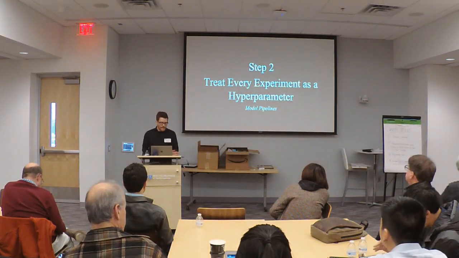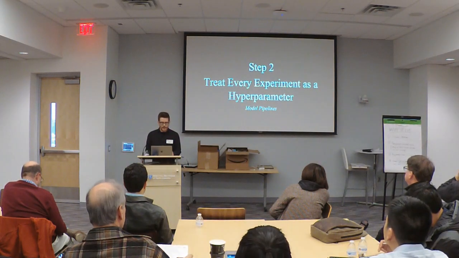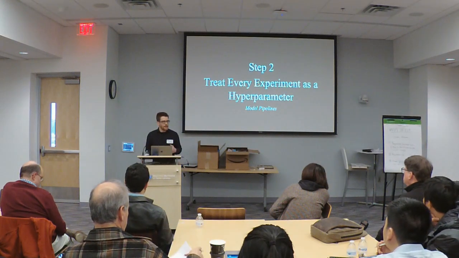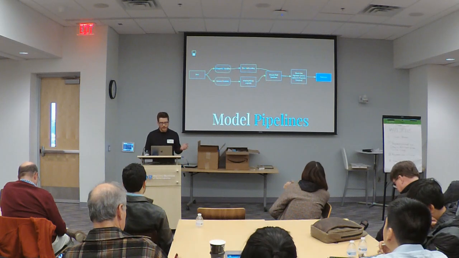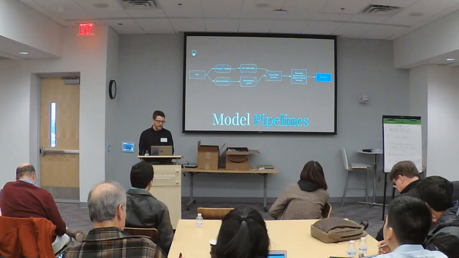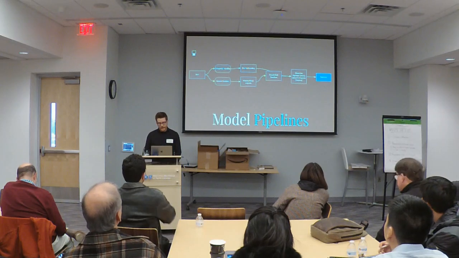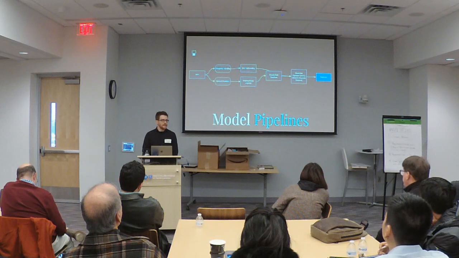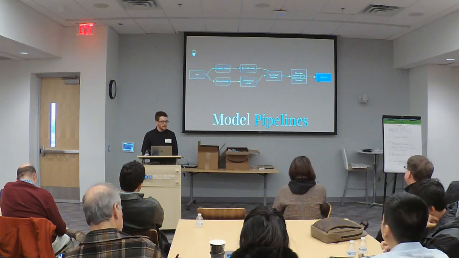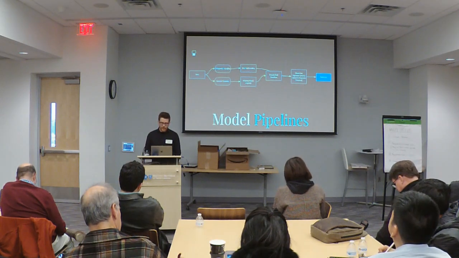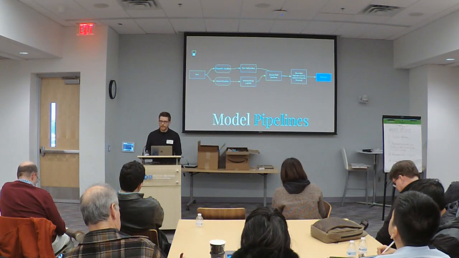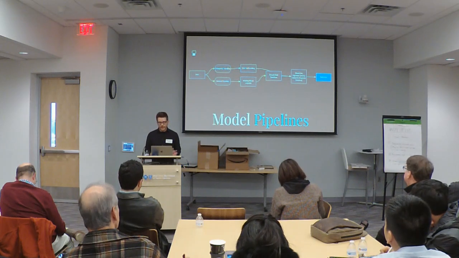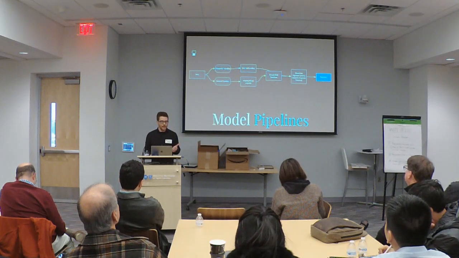So that's step one. Step two is to treat every experiment as a hyperparameter. And what I mean by that really is building model pipelines. This is an image of a model pipeline from DataRobot. We call these blueprints. The idea is that it's important to tune not just the model itself, but all the pre-processing steps that happen prior to running your model. Each of the gray boxes in this has parameters that can be set, and their settings can impact the overall quality of the model. This is a relatively simple one, but these can get really large.